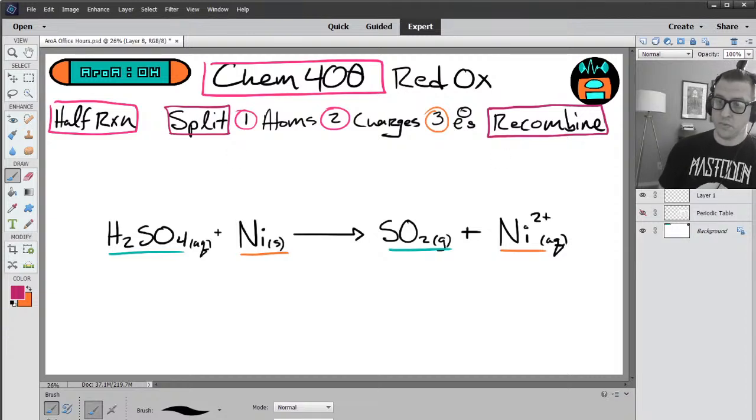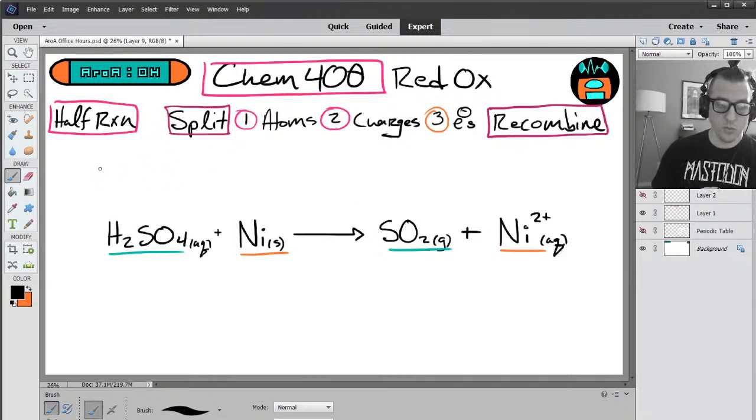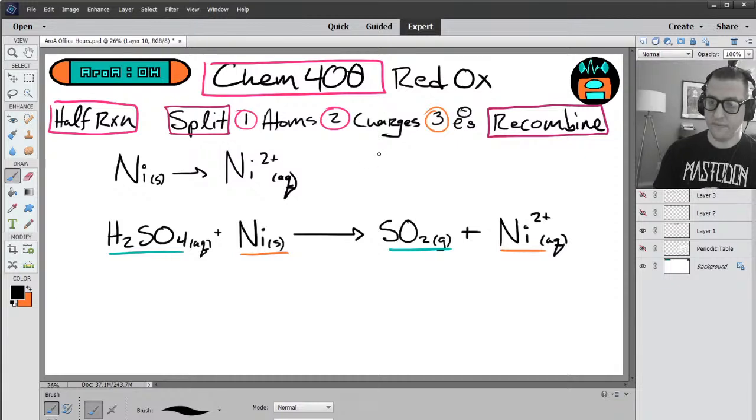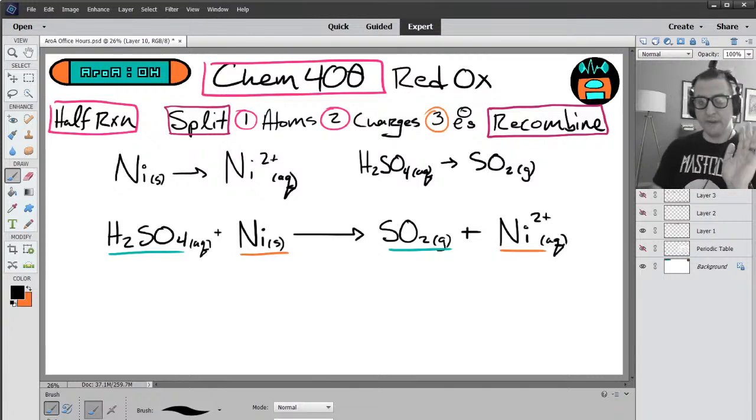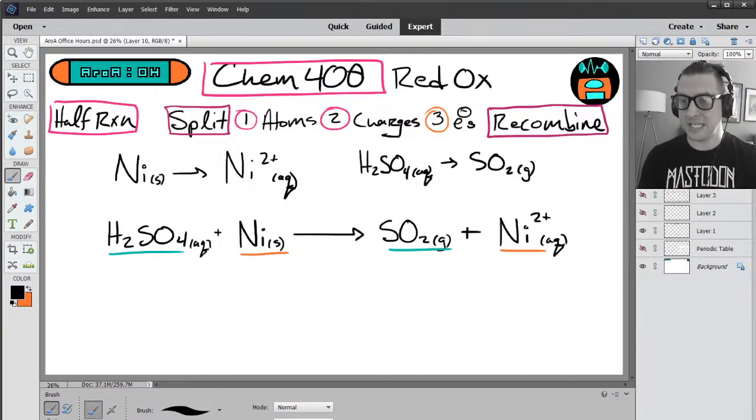So our first move is we need to split this reaction up first into a reaction where solid nickel becomes aqueous nickel 2 cations. And then the second half reaction is one where sulfuric acid becomes sulfur dioxide gas. That is step number 1. We split our reaction into two half reactions. Now we need to balance our atoms and our charges in these two half reactions independently of each other.